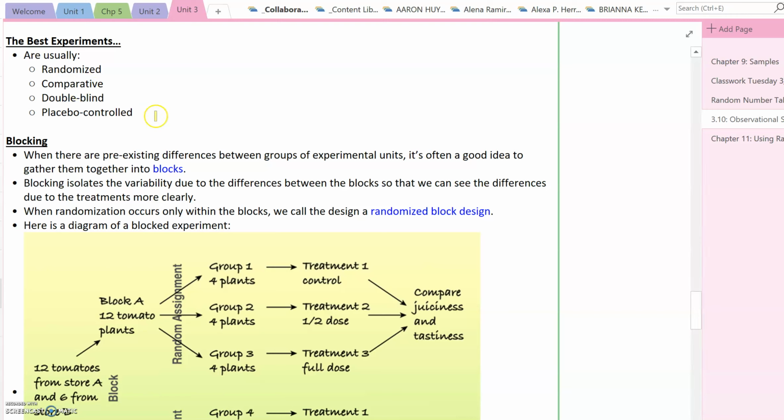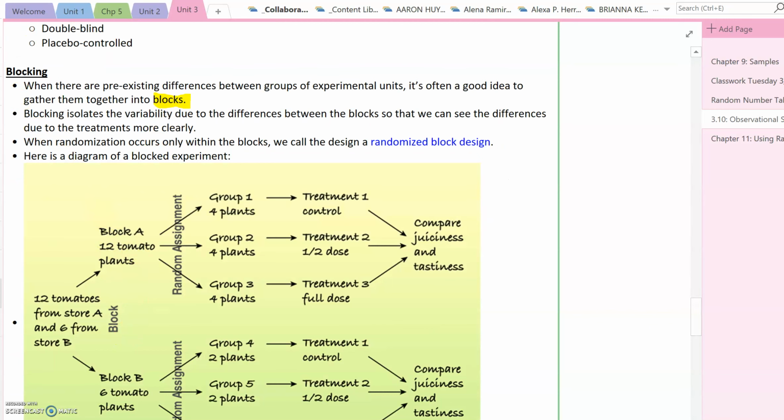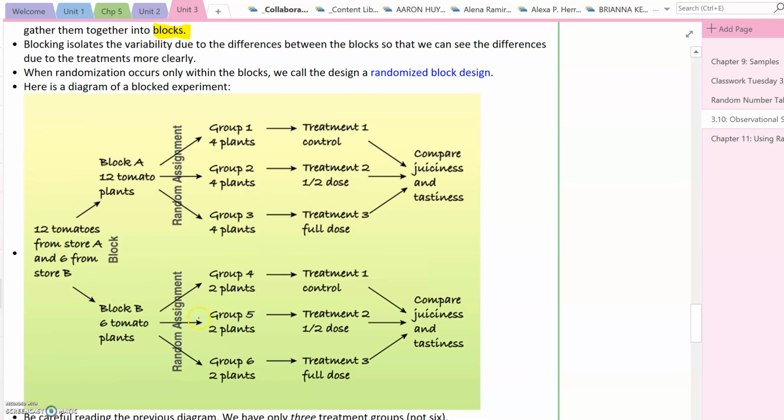Think about your block schedule, right? You don't do everything all in one day. You break things into chunks to make them more manageable. So blocking is like stratifying your sample. If you remember back to 3.9, when we're talking about stratifying our sample, we're breaking things into groups because they have something in common, and then we're looking at those groups. So stratifying your sample, blocking, here's an example of that in this diagram below.